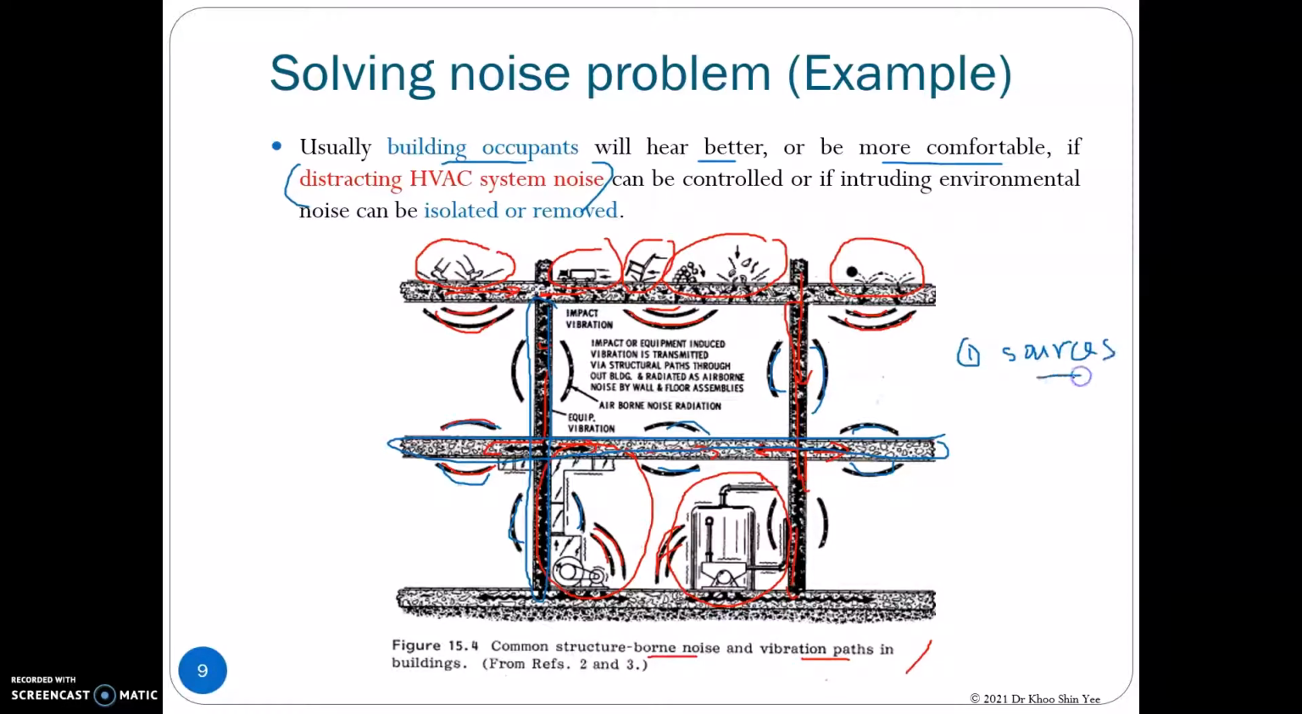So we should ask ourselves whether the noise sources here can be removed or isolated. The second control strategy can be focused on the path. In this case, we can make the wall and the floor thicker in order to reduce the noise transmission. In the building, you can see all the occupants are staying far away from the machine that is noisy. By doing this, we are actually removing the receiver from the noisy environment.